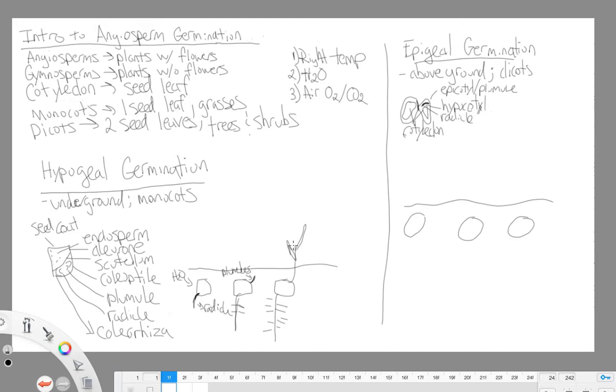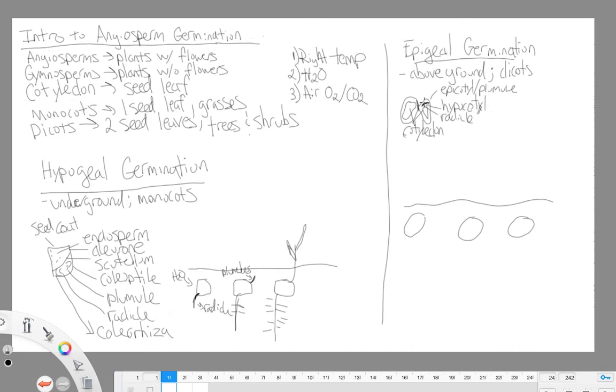Now we can contrast that with epigeal germination. This is typical of our dicots, and this germination takes place above ground. Our seeds are a little different in our dicots. We have two cotyledons, which take up the majority of the space in our seed, and there is some endosperm in these cotyledons, so they have some stored energy to help power the embryo. The embryo consists of primarily the radicle, just like with our monocot.